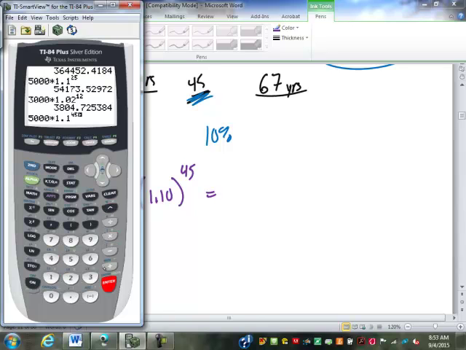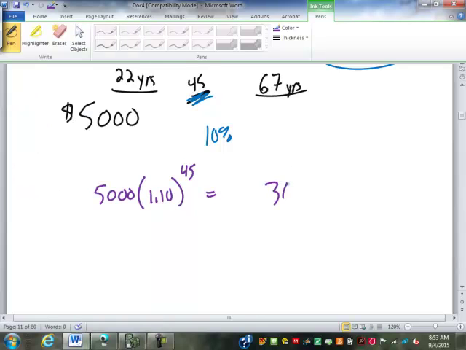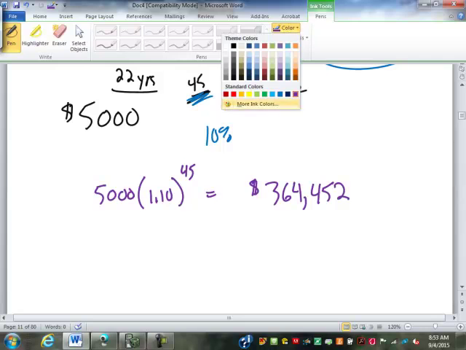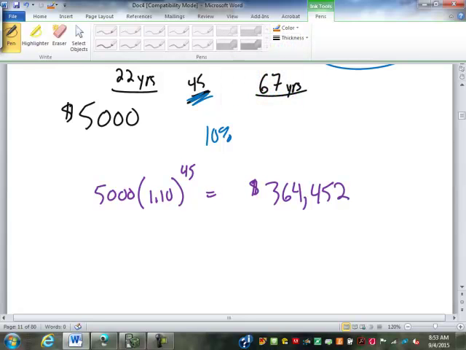Way more than 70,000. 364,452. By the way, if you put that up to 12%, it'll pretty much double that. Right around 700,000 or 800,000. That's just one $5,000 deposit, and 10% is relatively conservative.